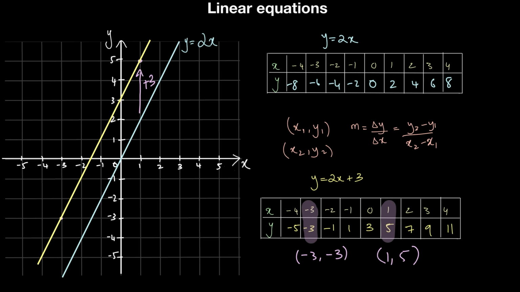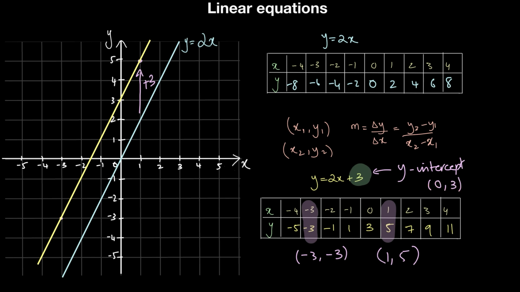And this 3 in this equation is called the y-intercept. Now, why do we call this the y-intercept? Well, the y-intercept is the point at which the line intersects the y-axis. So when x is equal to 0, the value of y is equal to the y-intercept. So the coordinates of the y-intercept over here will be 0, 3.